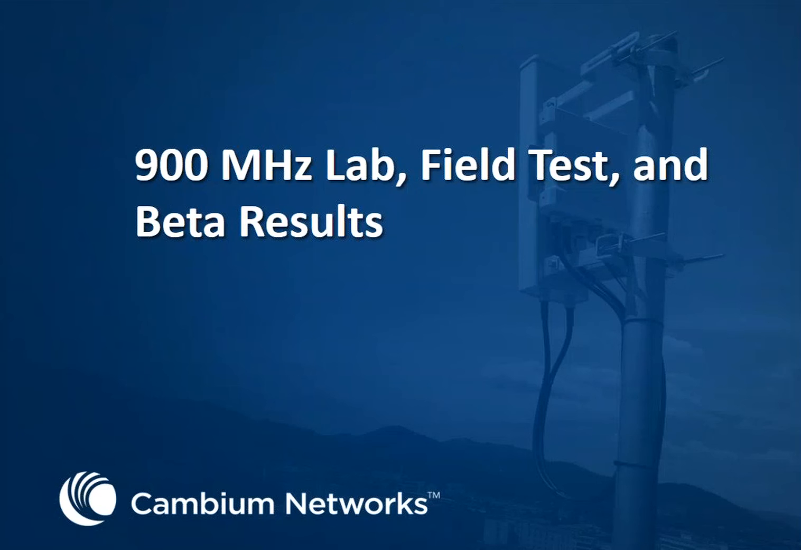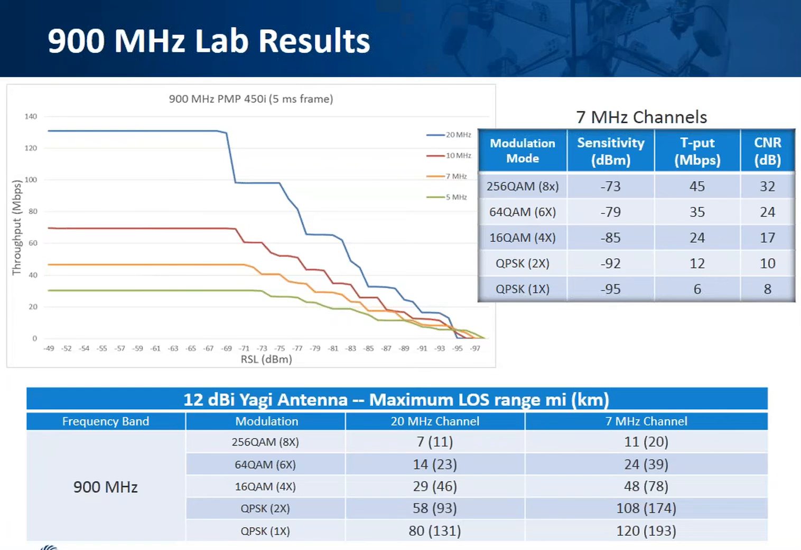Okay. So let's talk a little bit about the performance. In the lab, performance looks like this. The graph we're showing here, in terms of a 7 megahertz channel, is what we call a waterfall curve. What we're showing here is based on the various channel sizes or channel bandwidth. These are the modulation coding scheme steps depending on the received signal level.